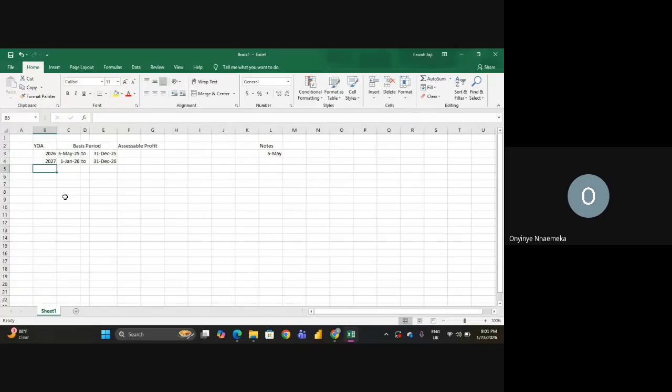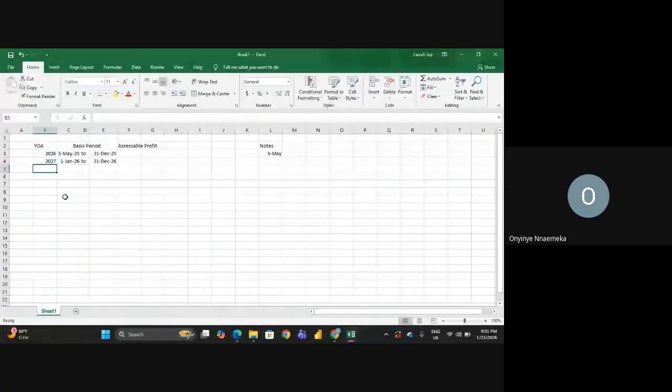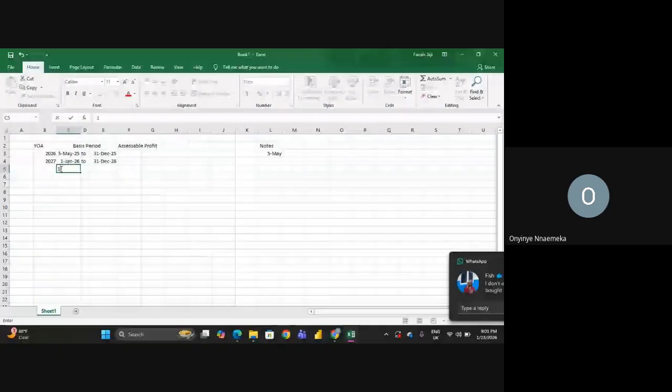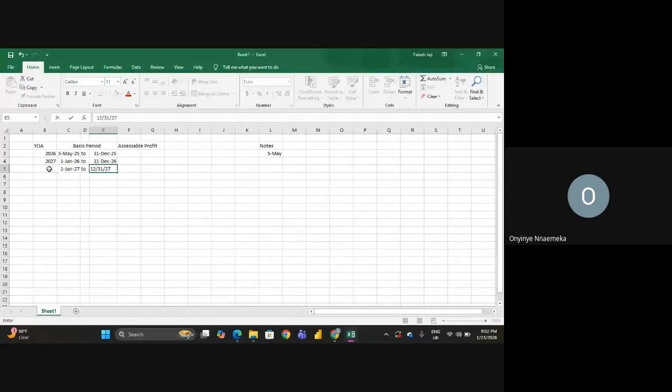So now let's talk about the third year. It says third year, year three till eternity. It says profits from the second day after the last accounting period to the end of the next accounting period, the same thing as year two. What is the second day after this date? So we have 1st of January 2027 to 31st December 2027. And the year of assessment will be what? 2028.